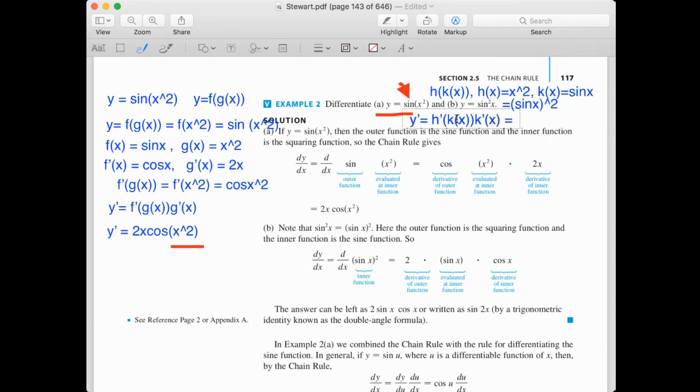which equals, well, what's h prime? H prime is, well, if h of x equals x squared, h prime equals 2x, right? So we get a 2x, but the x is not x, it's sine x. So we get 2 sine x. Then times the derivative of k, the derivative of sine, which is cosine. Or this is sine 2x.